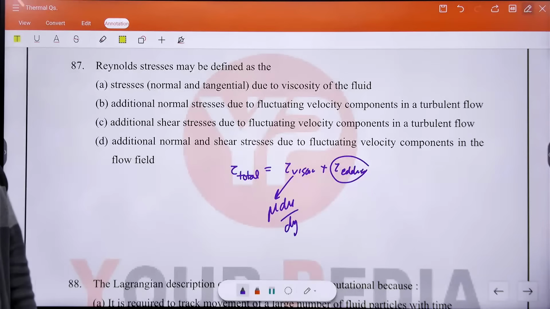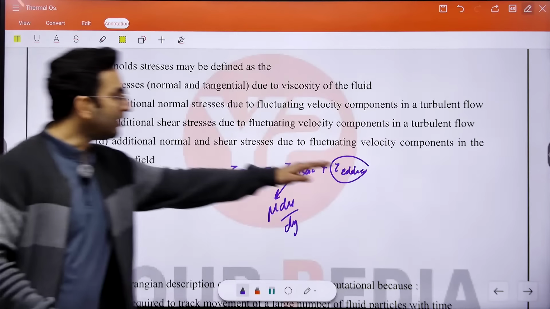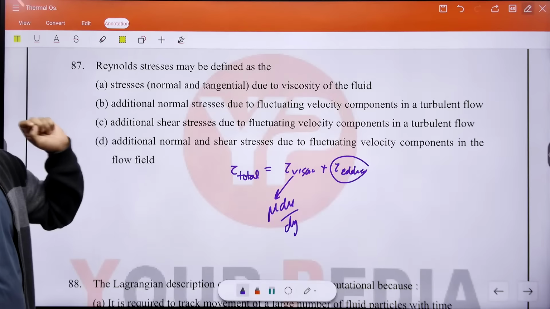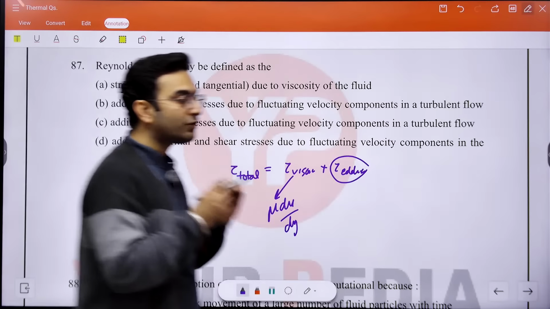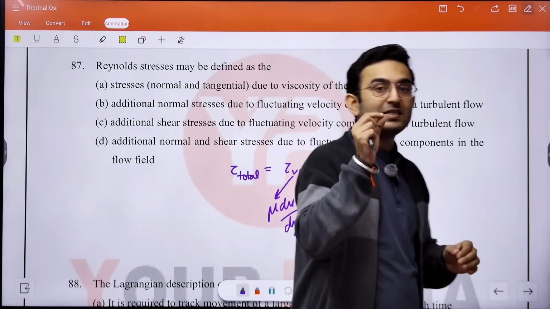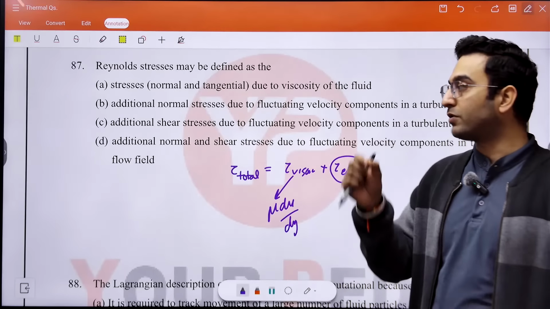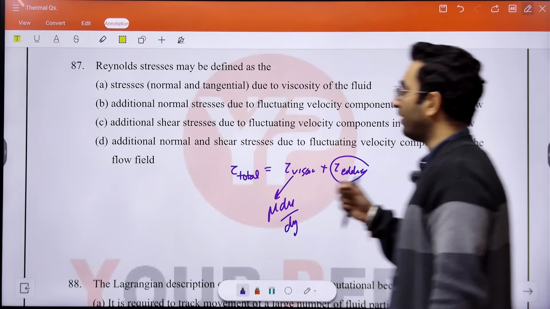So here we say that eddy viscosity is due to the fluctuating velocity components. What is the meaning of fluctuating components? A fluctuating component simply means the instantaneous velocity of each atom and particle, each atom and molecule, in the water or in a fluid.